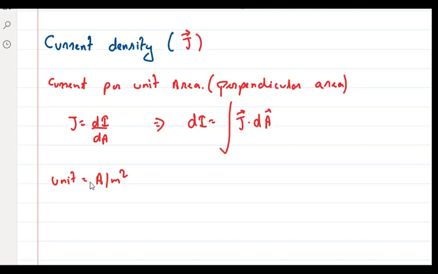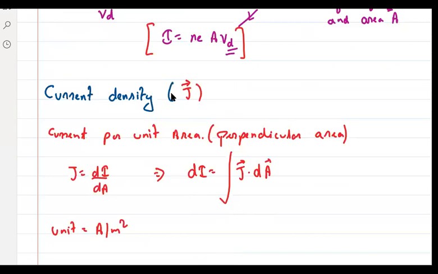Now let us see. Can you find J using this expression? Tell me. If I'm having I is equal to nAeVd, can I find J? Think about it, everyone. Sir, I can say J is equal to I by A, and I can write nAeVd by A. So A will get cancelled. So this is equal to nevd. Tell me yes or no. Anyone have any doubt in this point?